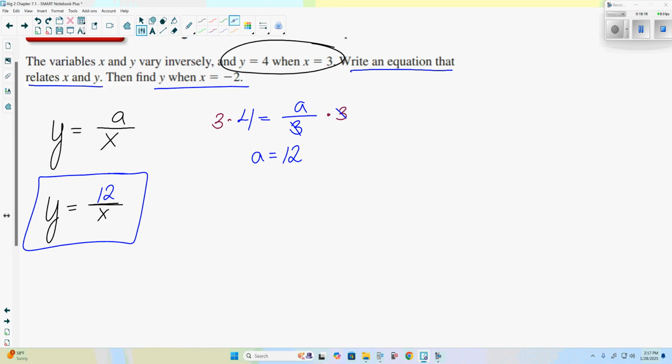So find y when x is -2. So y is equal to 12 over what? -2. So we just take that equation, plug it in, and yes, 12 divided by -2 is -6. So y equals 12 over x, y equals -6. Those are our 2 answers. So we need both parts. I can't just take y equals -6 because it does ask for the equation. But that's it. Questions on this here? We're ready for the next one.